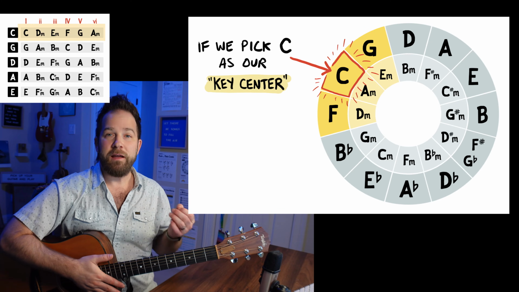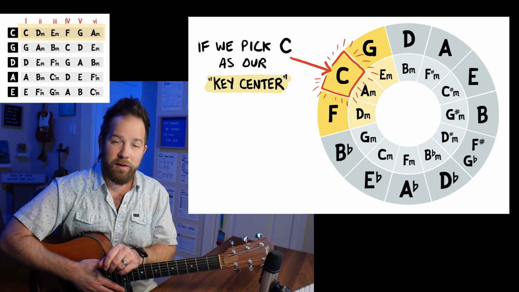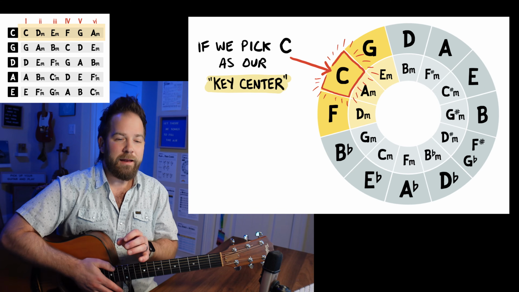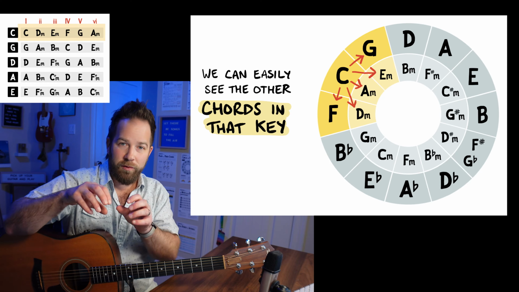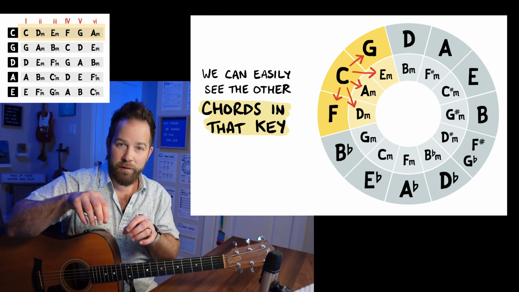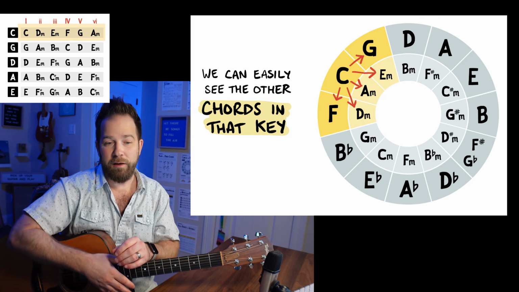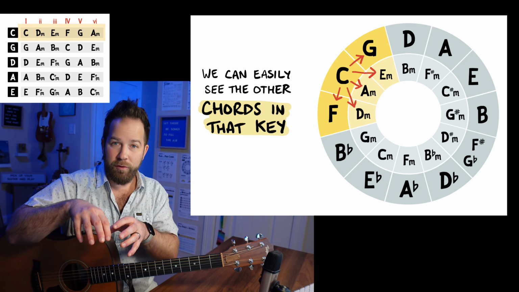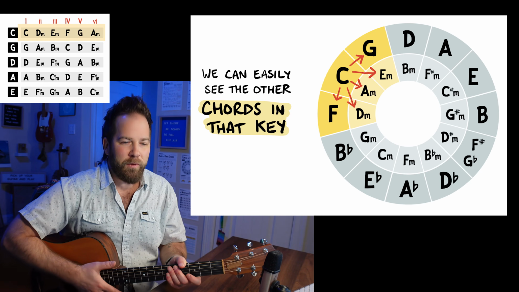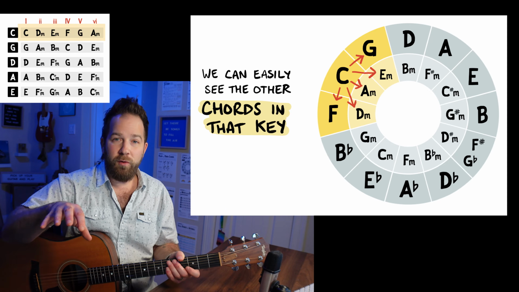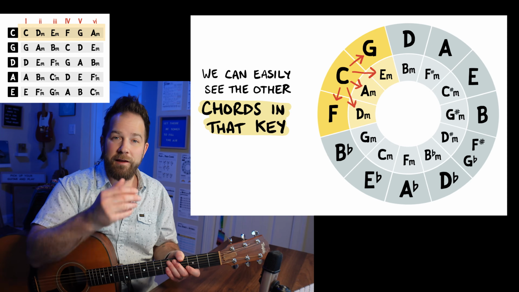This is going to be our key center. So let's just pick C to keep things simple. And then if you look at the squares surrounding C, there's one major chord on the left and one on the right, or one counterclockwise, one clockwise, and then there's 3 minor chords, right? So these are all the ones that are directly adjacent to it. These are, in total, the 6 chords in the key of C.